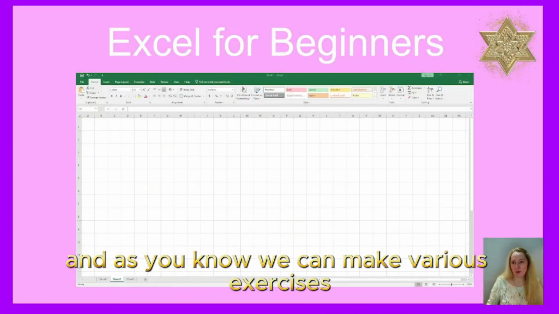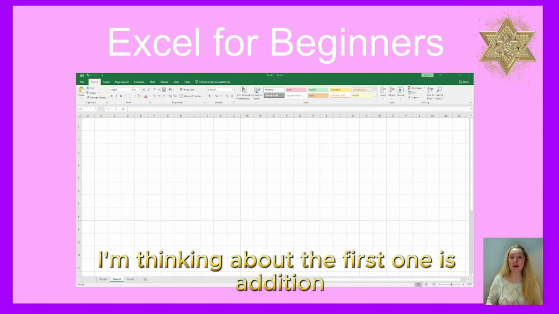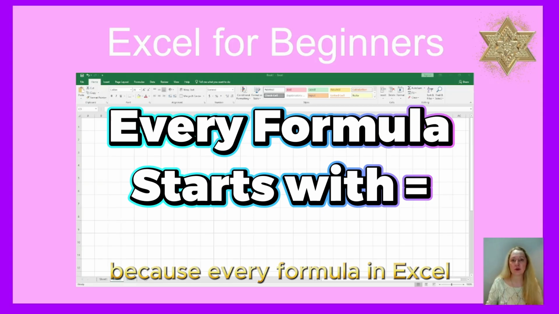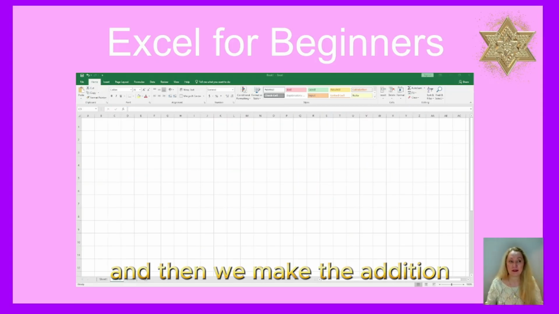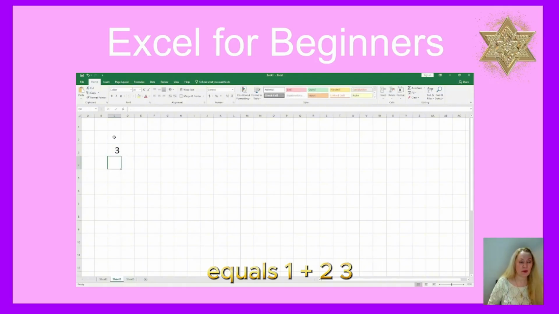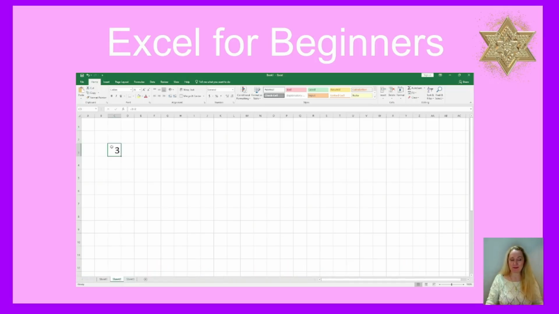And as you know, we can make various mathematical exercises. The first one is addition. So we start with the equal sign because every formula in Excel begins with an equal sign and then we make the addition. Let's see. Equals 1 plus 2, 3. Try equals 5 plus 10 and see what happens.